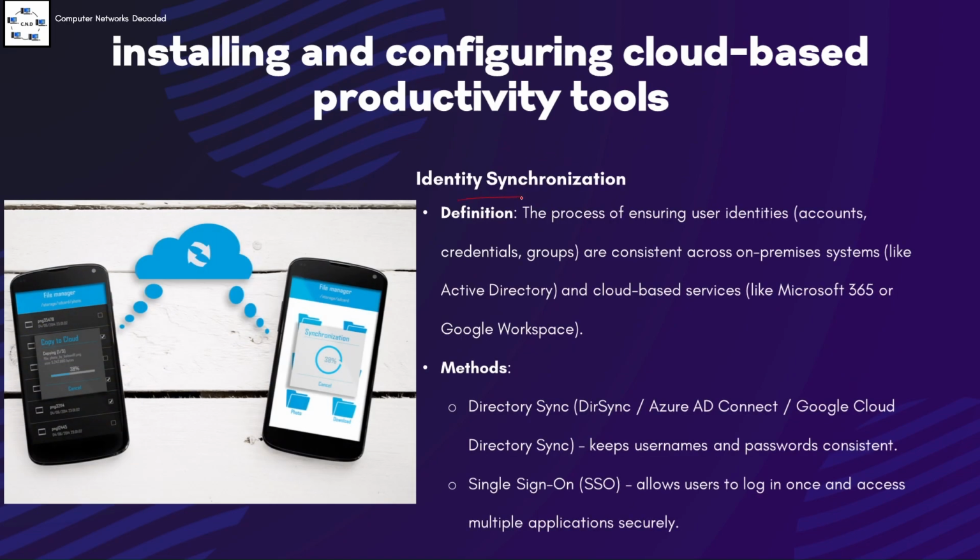Identity synchronization. This is the process of ensuring that user identities such as accounts, credentials, and groups are consistent across on-premises systems like Active Directory and cloud-based services like Microsoft 365 or Google Workspace. Methods include Directory Sync, Azure AD Connect, and Google Cloud Directory Sync. This keeps usernames and passwords consistent, and enables single sign-on, which allows users to log in once and access multiple applications securely.